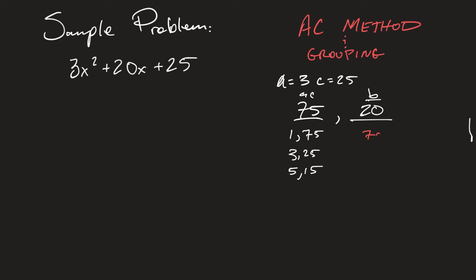1 plus 75 is 76. Definitely not good. 3 plus 25 is 28. Closer, but not what I'm looking for. 5 plus 15 is 20. We found it. So these are my two factors.